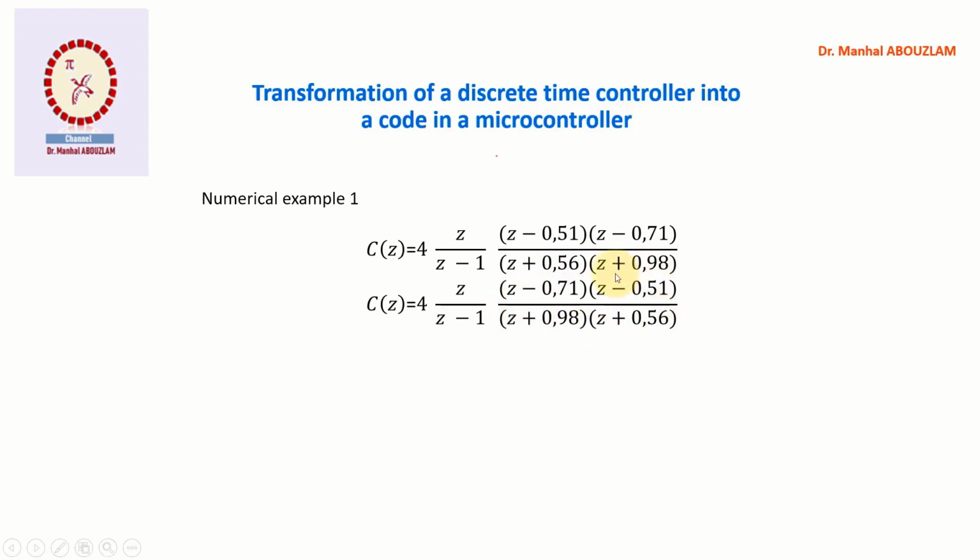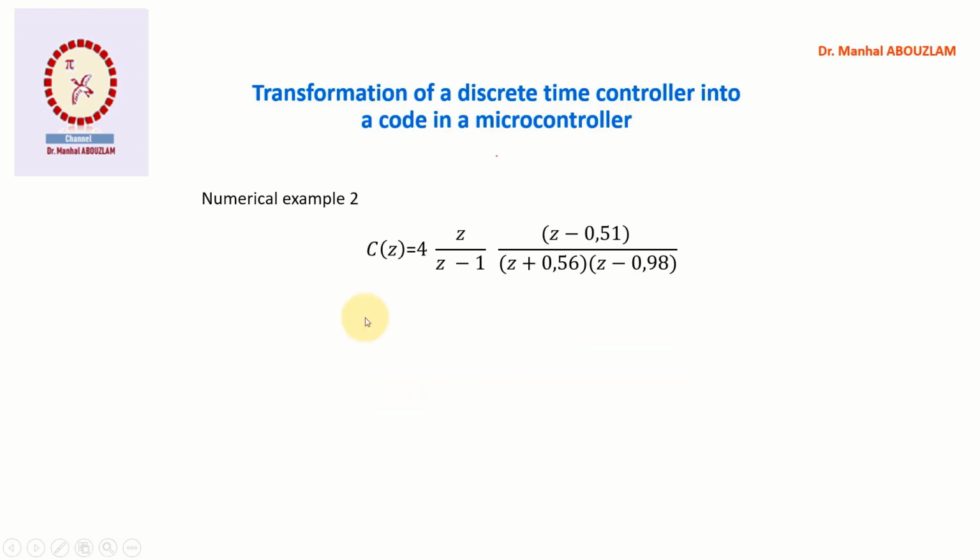Now we will break down this part into smaller transfer functions. So I take this polynomial over this polynomial and I obtain this block, and I take this polynomial over this polynomial and I obtain this block. Okay, now we will write our controller as a function of z power negative 1.